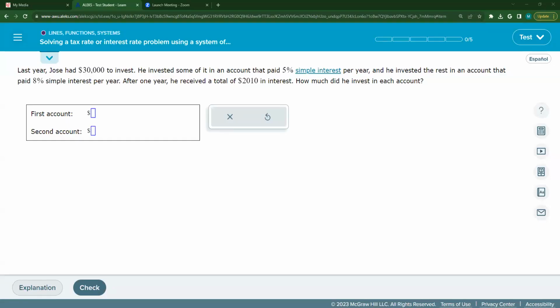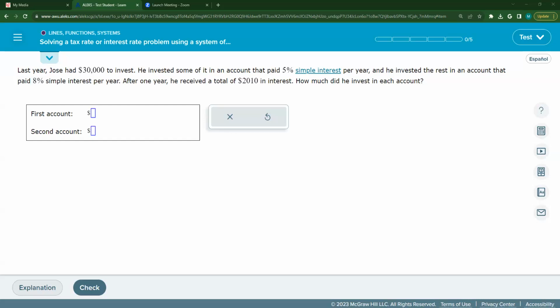All right, solving a tax rate or interest rate problem using a system of equations. The first thing that we need is to look for anything highlighted in the problem, but we're going to really read the problem. So last year, Jose had $30,000 to invest.